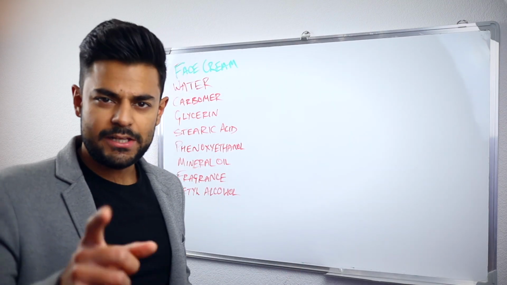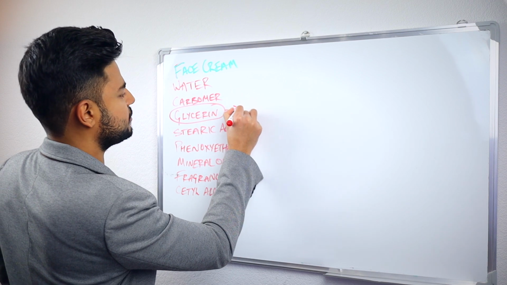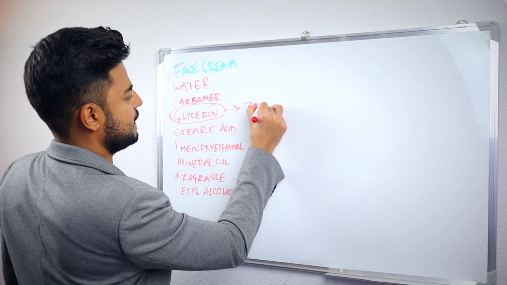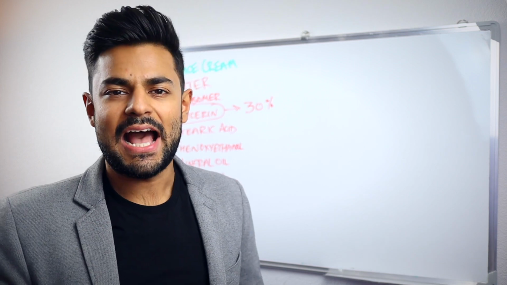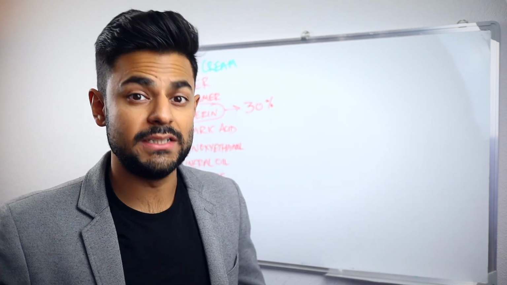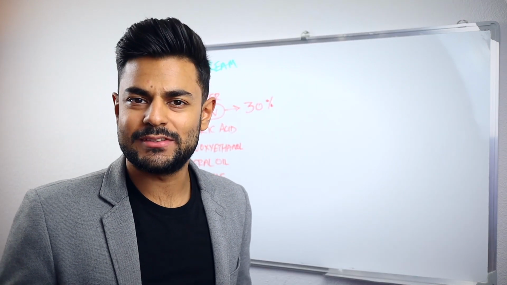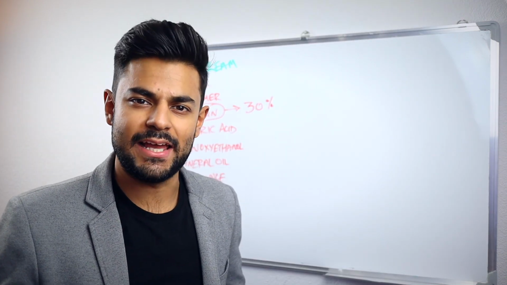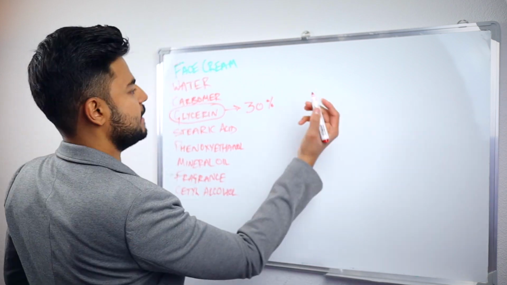So anyway, let's pick any one of these ingredients. Let's say glycerin is present in your face cream at 30%. So if glycerin is present at 30% in your face cream, how much is a person exposed to per day? Well, what we do know from study data is that face creams are used at around 1.5 grams per day on average. So we can use that number in this calculation.